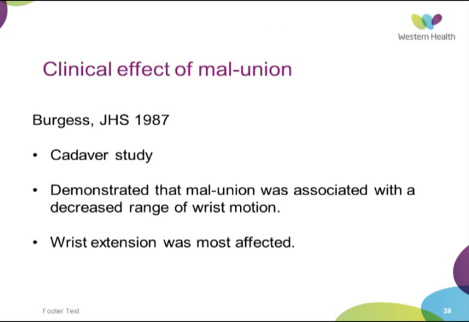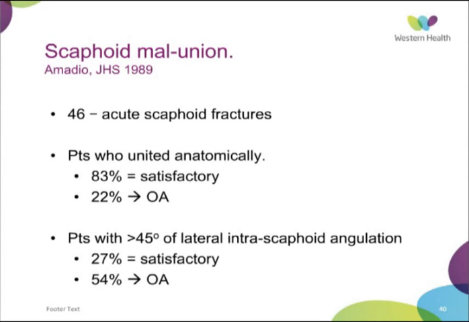Again, there have been studies looking at malunion, and again, this confirmed what I just said, that malunion was associated with decreased range of motion, where wrist extension was mostly affected. And another one done by Amadio in 1989 basically showed that patients with a greater amount of malunion had a bigger proportion of patients that had developed arthritis.